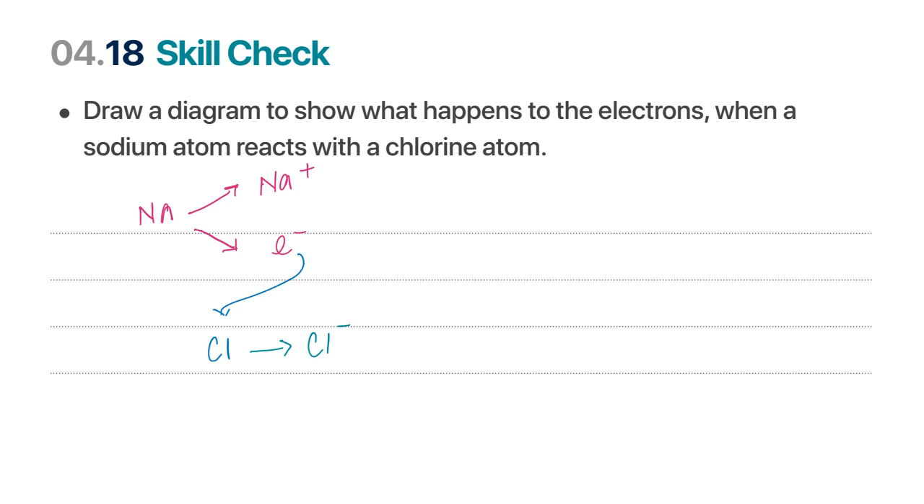And now these two have, because they have opposite charges, will be held together with ionic bonds. So we got to show that. And how we show that, the electronic arrangement only, is we're going to focus on the outer shell only, right?